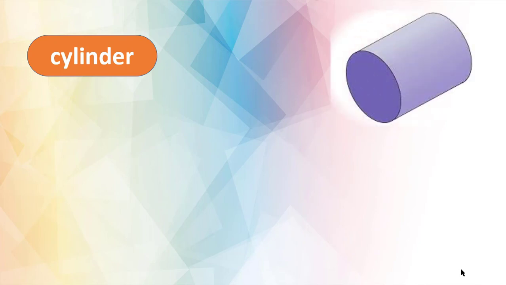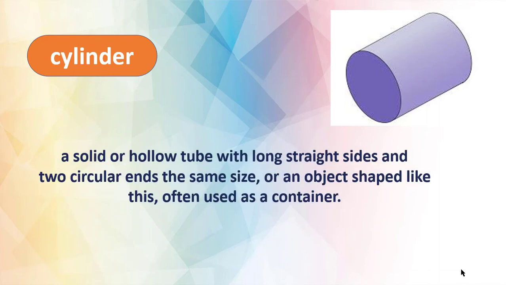Then we have the word cylinder. It's easy. This word is easy. Cylinder: a solid or hollow tube with long straight sides and two circular ends the same size, or an object shaped like this, often used as a container.